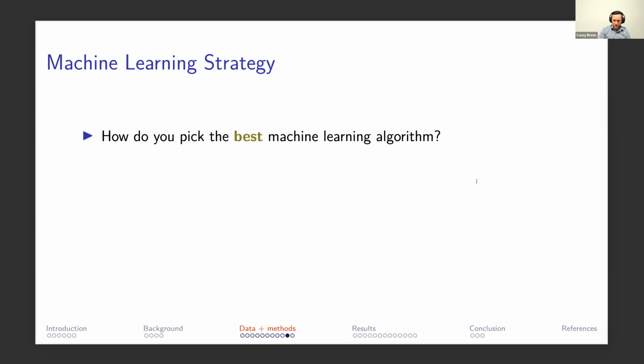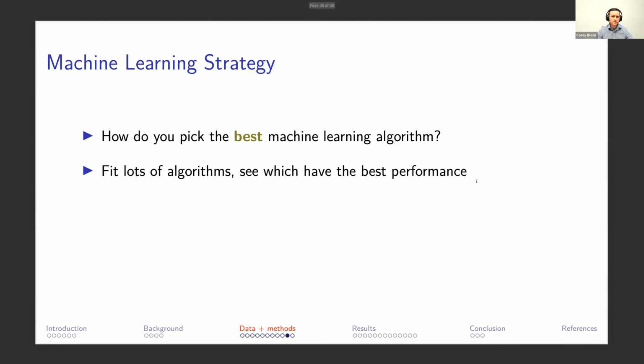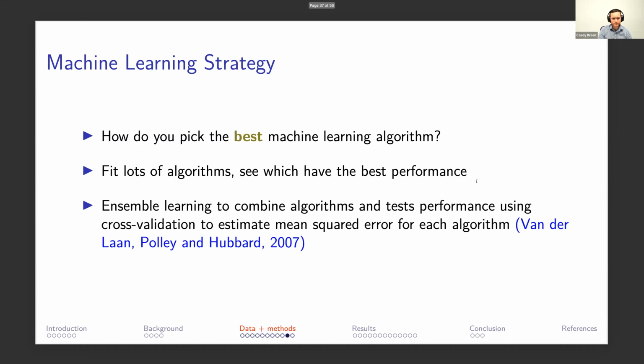So now I'm going to talk a little bit about our machine learning strategy. Whenever you're doing one of these machine learning tasks or projects, there's always this question of how do you pick the best machine learning algorithm for this specific project or prediction task? I'm of the mind that often it's simpler, rather than just picking an algorithm as your best guess, to fit lots of different algorithms and see which one has the best performance.